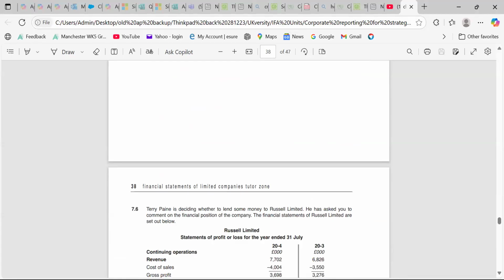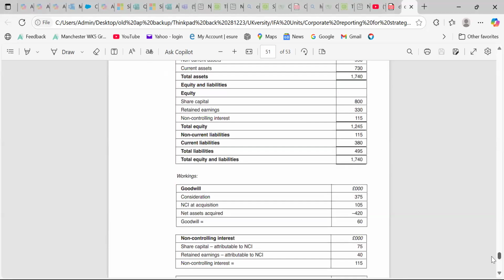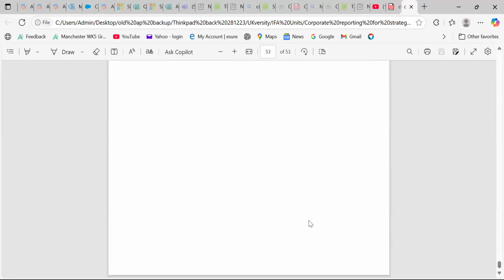And then you have the model answers for these as well, which are available in the chapter activities. Other than that, we have Kaplan, Osborne, and others. If you want the F7 exam material, which is available on Open Tuition, you can download the free booklet. We have already uploaded a couple on the Moodle page. You can use those as well for your learning.